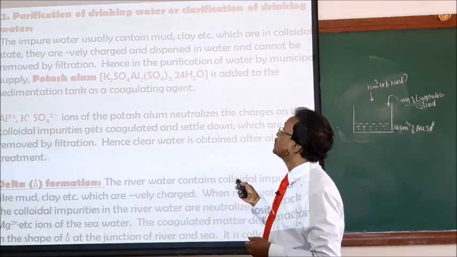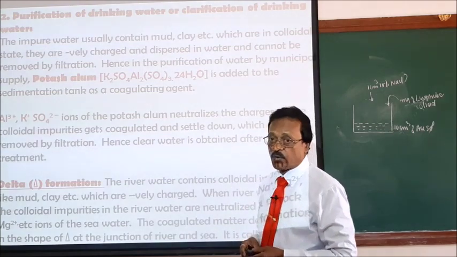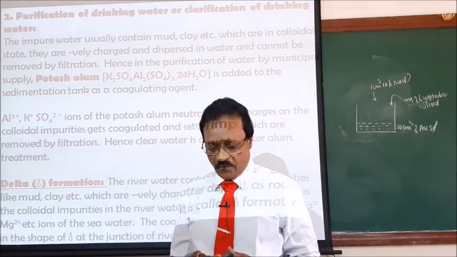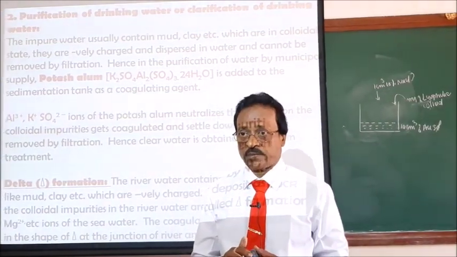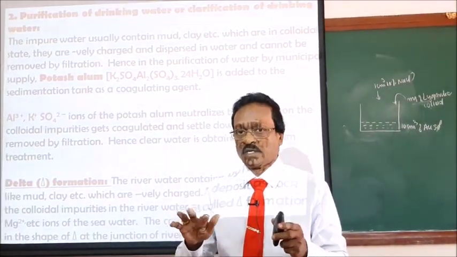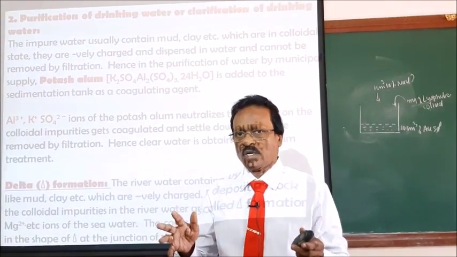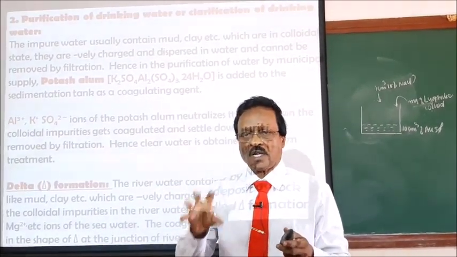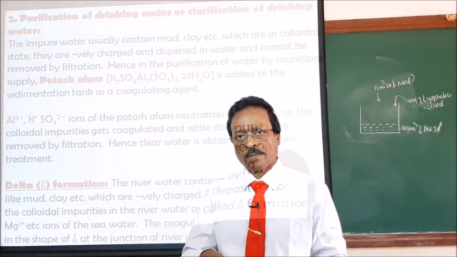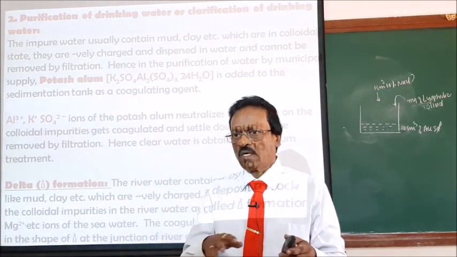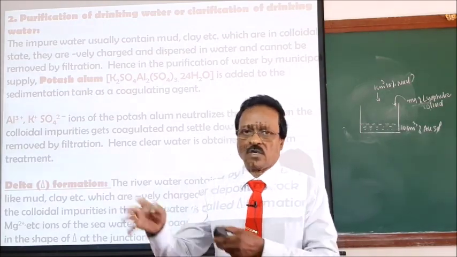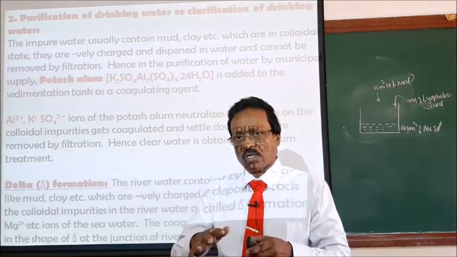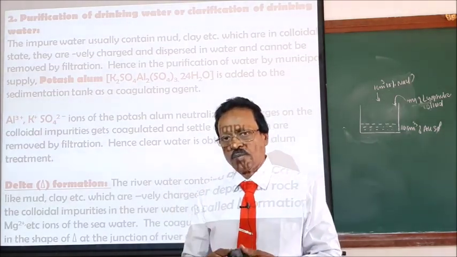Next, the purification of drinking water in municipalities or corporations. The purification is done before supplying it for domestic purposes. They send it for sedimentation. You have seen rainwater, muddy water, which contains mud particles that are colloidal in nature. They don't settle at the bottom. You can't send muddy water for domestic use, so they purify it and convert it into clear, transparent water, which is then supplied for domestic application.